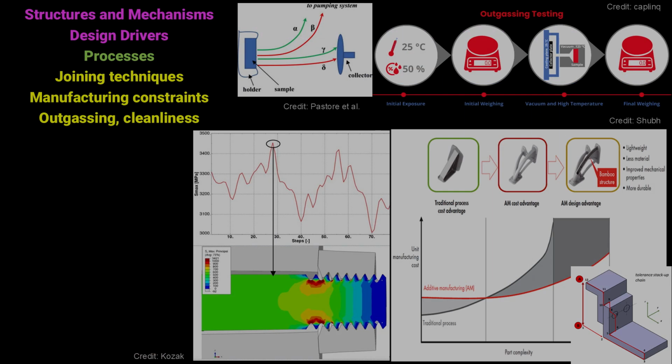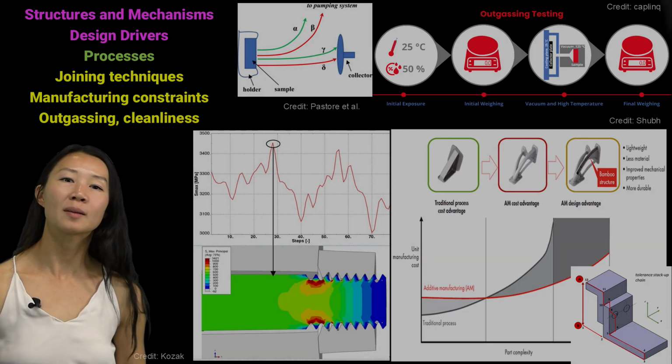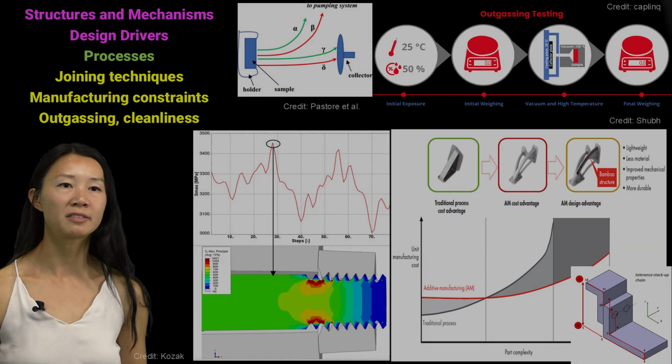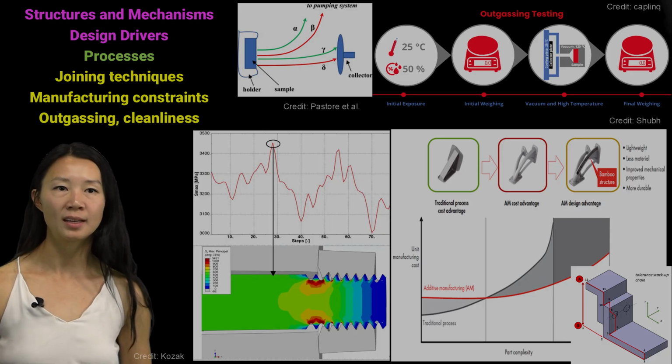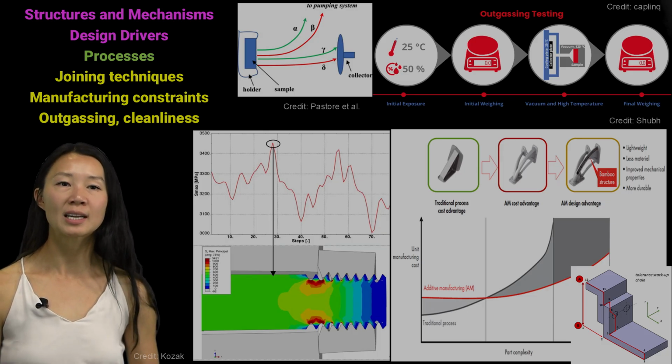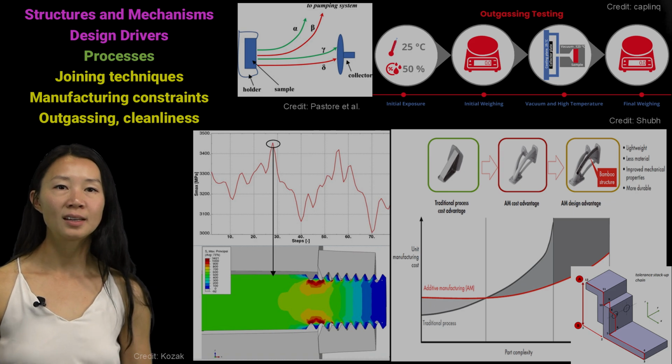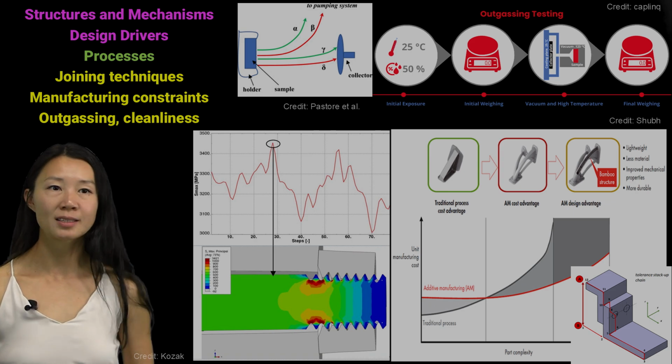When designing space hardware, it's not enough to just pick strong materials. We also need to think about how components are joined, manufactured, and how clean they are. These process-related constraints can heavily influence design. Let's start with joining techniques.